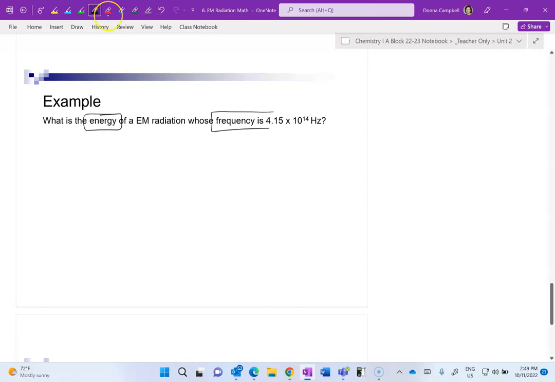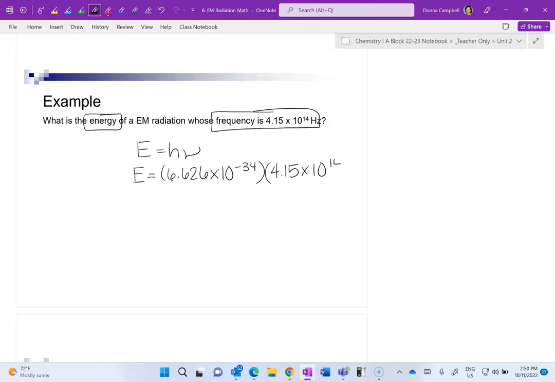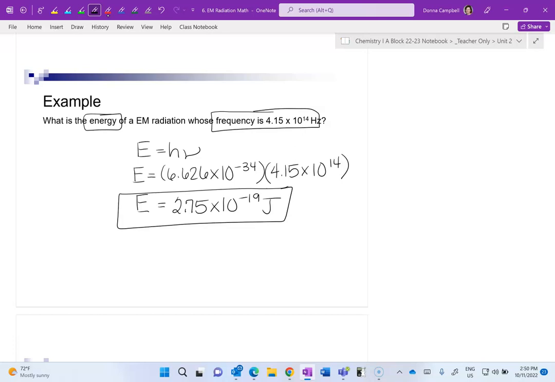What is the energy of EM radiation whose frequency is 4.15 × 10⁻⁴? So E equals H nu. E equals 6.626 × 10⁻³⁴. You do not have to write the units in. I think they kind of get in the way right now, so leave them off. Times 4.15 × 10⁻⁴. And that's it. Stick it in your calculator, and the answer is 2.75 × 10⁻³⁸ joules. That's it. You have energy.